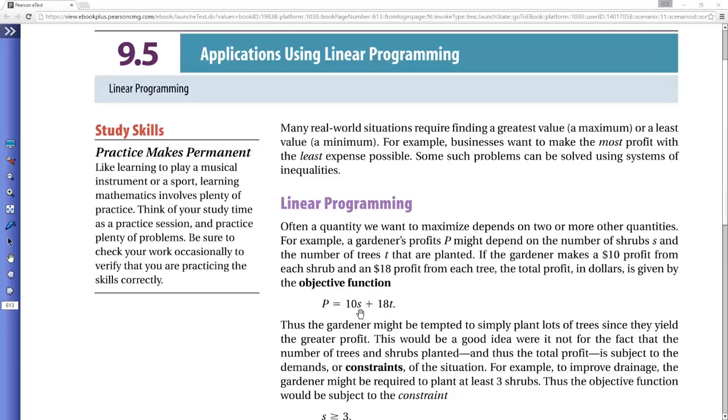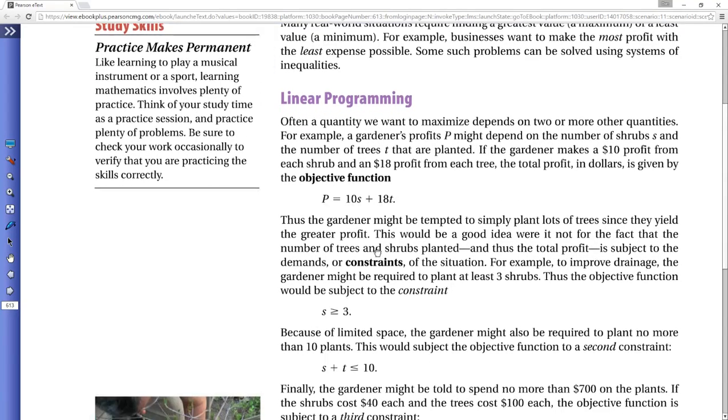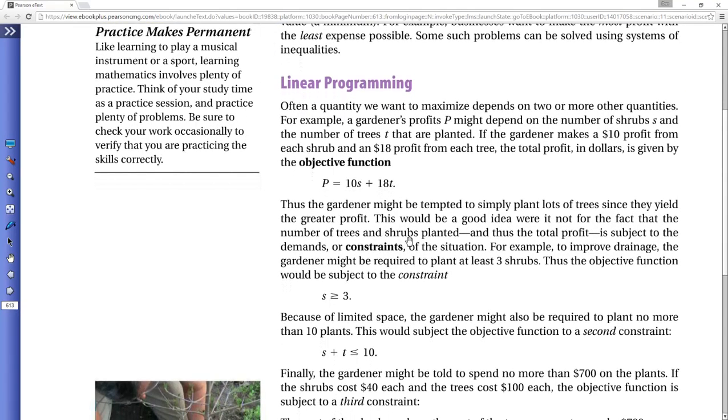So if you had one shrub and one tree that grew and you sold them, you'd have a profit of 10 plus 18, or $28. Well, now when you look at that just in itself, you say, well, why not just grow all trees, because that's the highest profit. Well, there's probably some other conditions you need to deal with. So let's go on here.